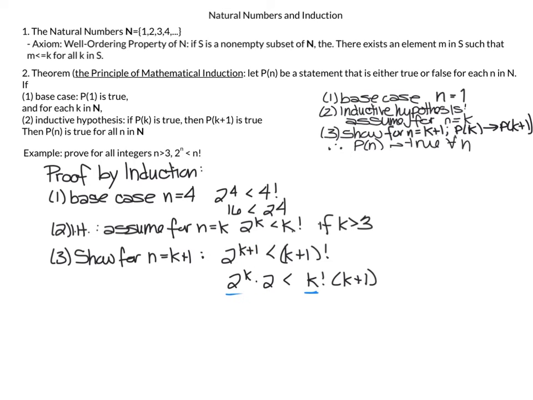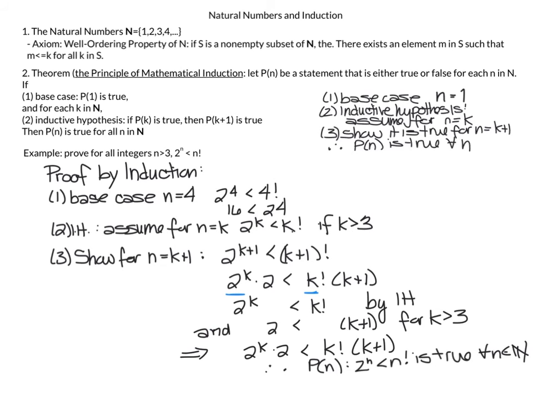So 2 to the k plus 1 is equal to 2 to the k times 2. And this k plus 1 factorial is equal to k factorial times k plus 1. Now I'm in a position to use my inductive hypothesis. By my inductive hypothesis, 2 to the k is less than k factorial, by IH, inductive hypothesis.